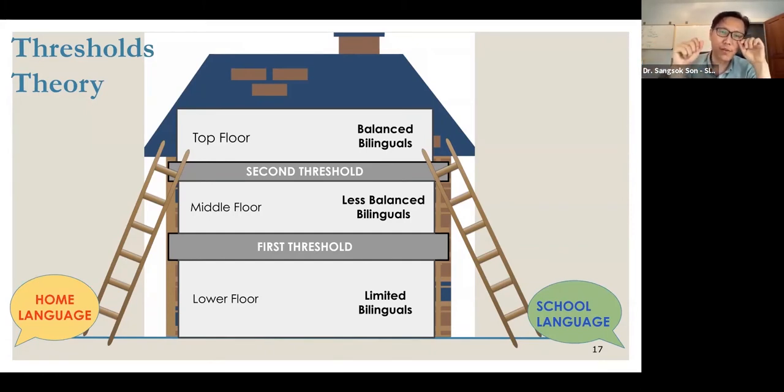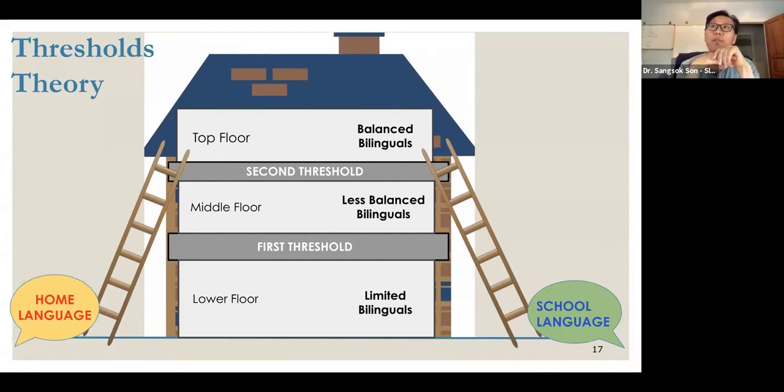If on the top floor both languages are balanced, developed, and as good as the monolingual student who speaks the same language, then there's a positive cognitive effect. So by the end, students who graduate from the MTB-MLE program, maybe grade 3 or grade 4 or grade 2, depending on different countries, by the time they exit, they try to reach this kind of balanced level, like the top floor.